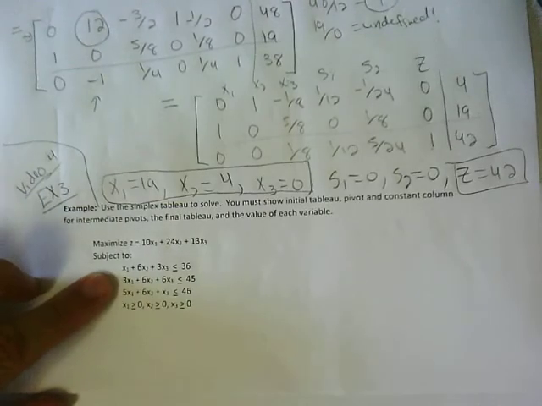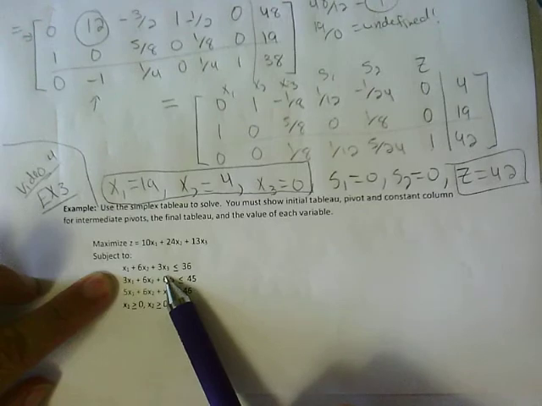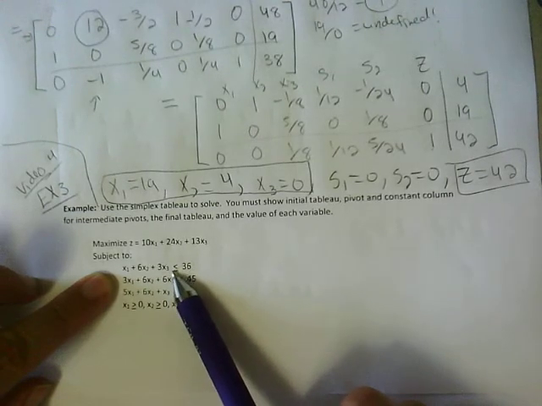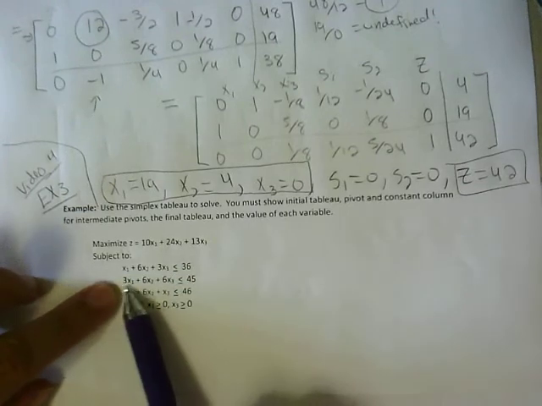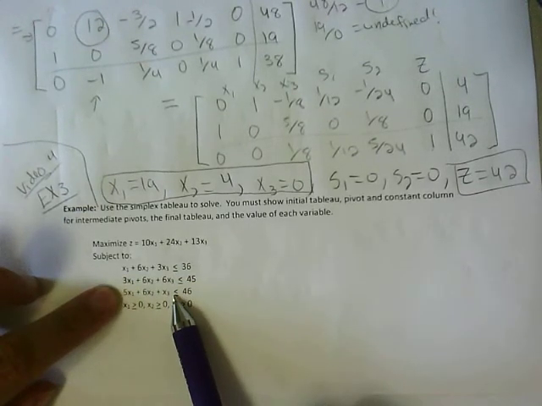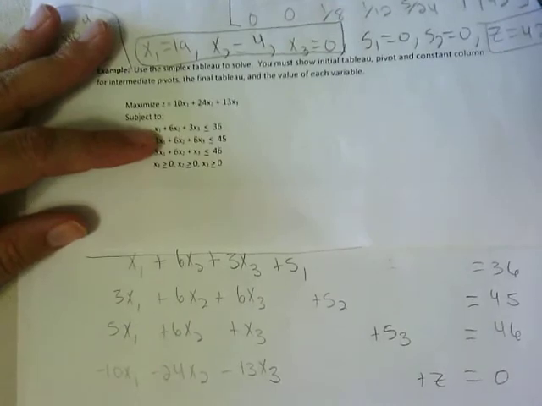If I go from x1 plus 6x2 plus 3x3 is less than or equal to 36 to an equation, I'm going to add in s1. Here I'm going to add in s2. Here I'm going to add in s3. So there those three are.